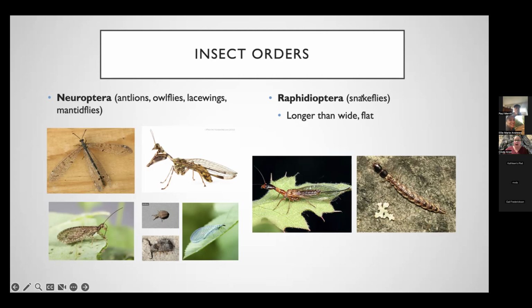Your Rhaphidioptera, which are your snake flies, are really, really cool. These are predators, and you will find these in areas that are close to wooded areas. So if you have a riparian area or a forested area nearby, you might find these predators coming into your cropping system. And they're predators. They're good to have around. They're eating the other insects that are out there.